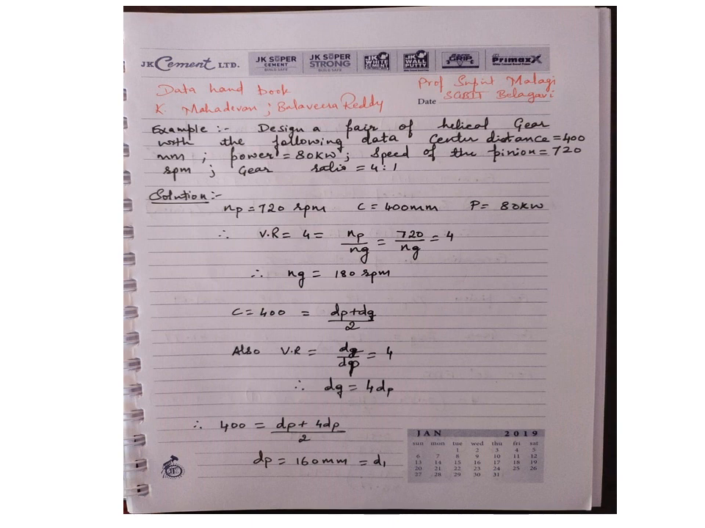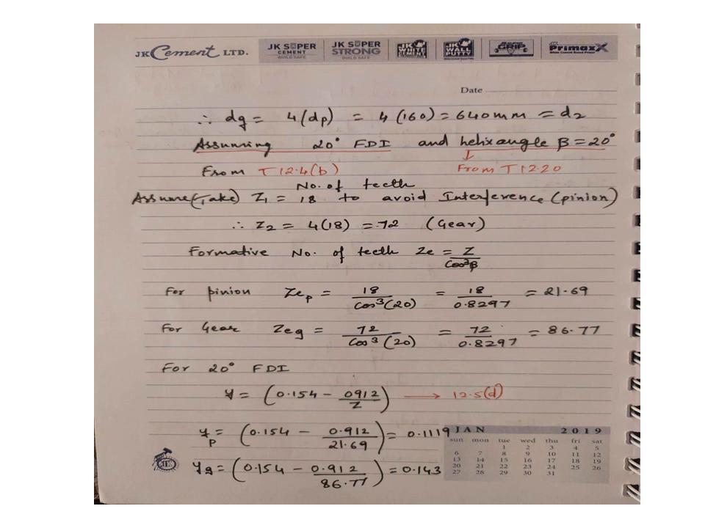Now diameter of the pinion plus diameter of the gear divided by 2 is the center distance. Therefore, by substituting the values, velocity ratio is equal to dg divided by dp, which is equal to diameter of the gear divided by the diameter of the pinion, which is equal to 4. Therefore, diameter of the gear is equal to 4 times the diameter of the pinion. Center distance C is equal to 400 mm, which is equal to diameter of the pinion plus 4 times the diameter of the pinion, that is nothing but the diameter of the gear. Therefore, diameter of the pinion comes out to be 160 mm. For the diameter of the gear, we can calculate it as 640 mm with respect to the center distance formula.